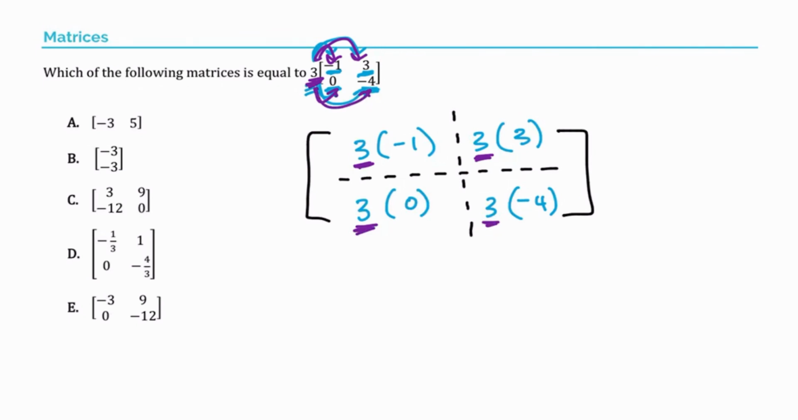So then the final answer here, when I've multiplied the coefficient by the matrix, I have -3 in the upper left, 9 in the upper right, 0 in the lower left, and -12 in the lower right. So it looks like my correct answer is E.